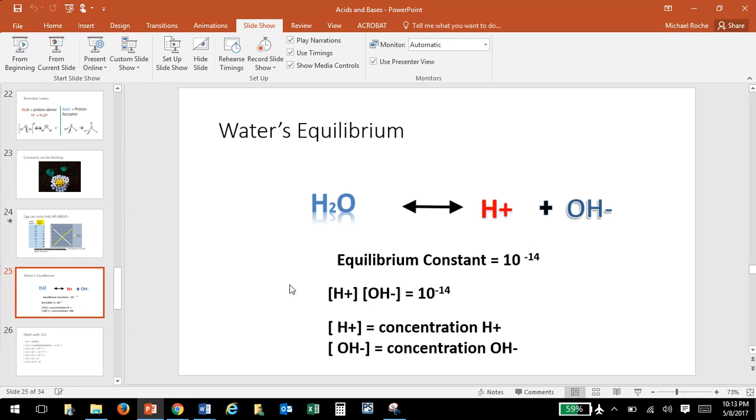So the equilibrium constant, 10 to the minus 14, is what the concentration of H plus times the concentration of OH minus is equal to at any given time in water. That's the constant that is going to dictate how much of these two substances there are in water, and it's also going to limit, therefore, which one goes up and which one goes down. So as H plus goes up, OH minus will go down, and as OH minus goes up, H plus will go down.